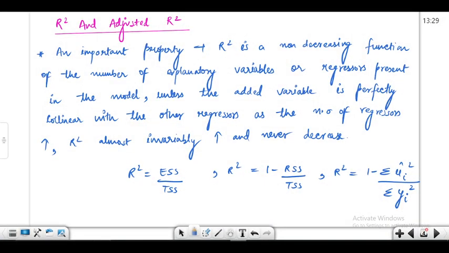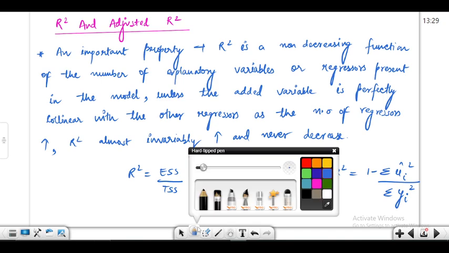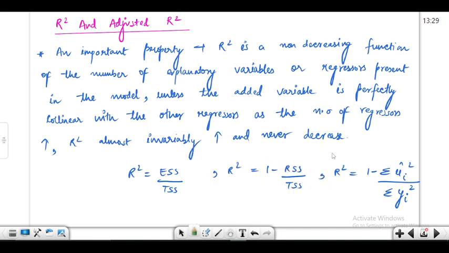Hello everyone, welcome back. So today in this video we'll be talking about the adjusted R square. We have discussed what R square is. For the simple regression model, we use the notation small r when we talk about R square, and for the multiple regression model, we use the term capital R square. So we'll talk about adjusted R square today.